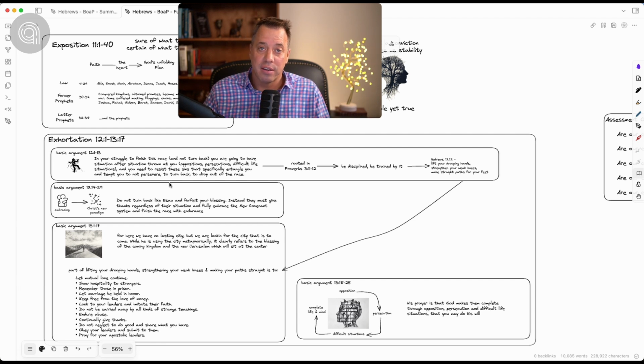So the prayer is, may we make the invisible visible in Christ's church, as the author of Hebrews tells us here in his fifth exhortation.